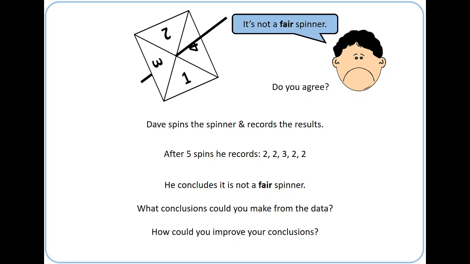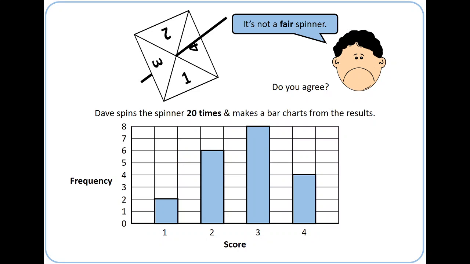But what conclusions could we make from the data and how could we improve that? So is it fair to say, after spinning it 5 times, that it's a biased spinner? Or could it be that he's just unlucky and it's landed on the 2s more than it should? Okay, what we could do is we could do slightly more spins.